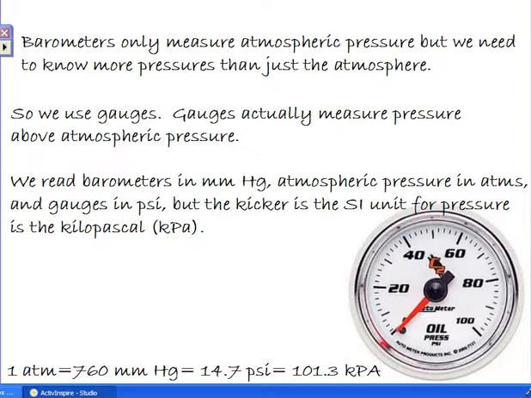Stop. Don't get confused. Take a deep breath. They all mean the same thing. 1 ATM, 101.3 kPa. 760, 101.3 kPa. 14.7 psi, 1 ATM. We're going to use a factor label method to change these.